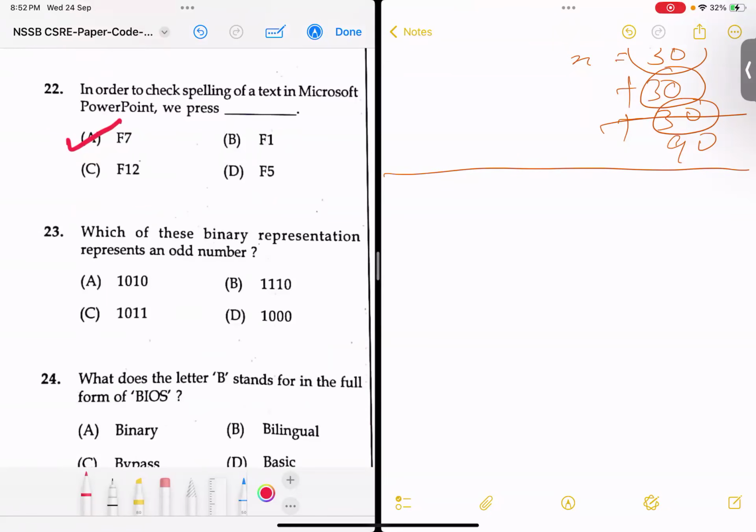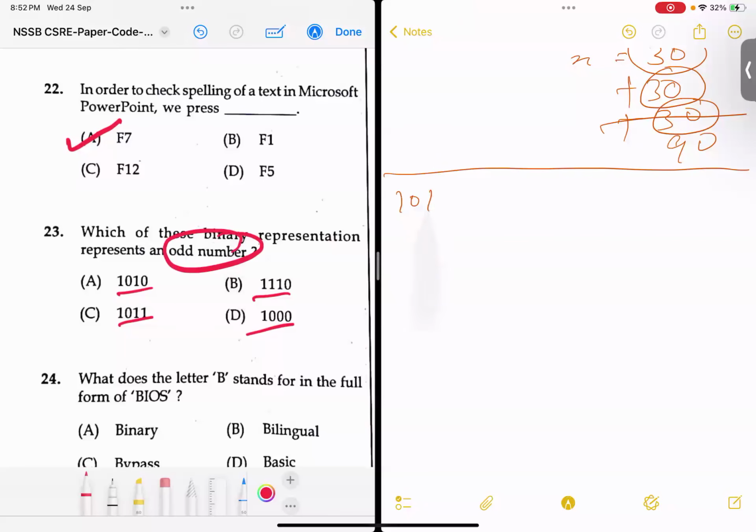Question number 23, which of these binary representations represents an odd number, okay? We'll use the trial and error method. We just have to see which of these numbers is a binary odd number. Okay, it's an odd number.